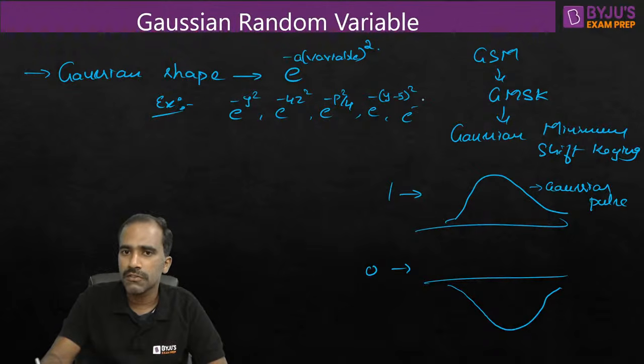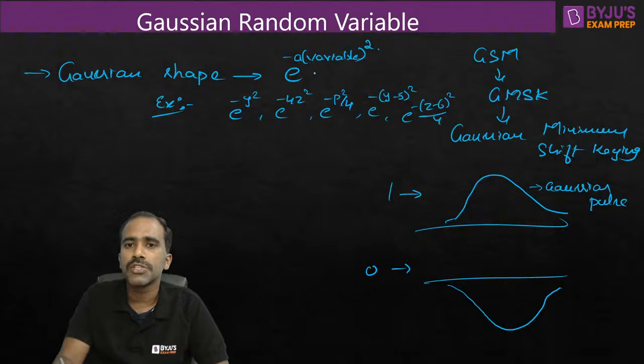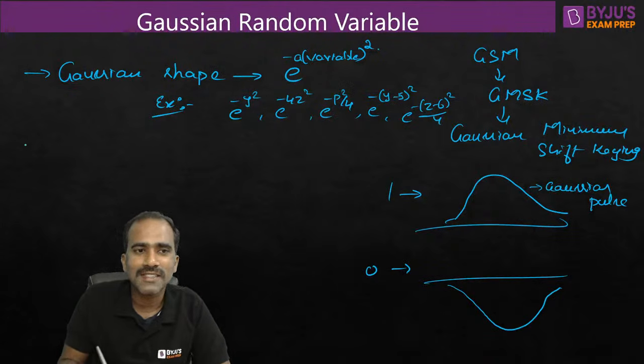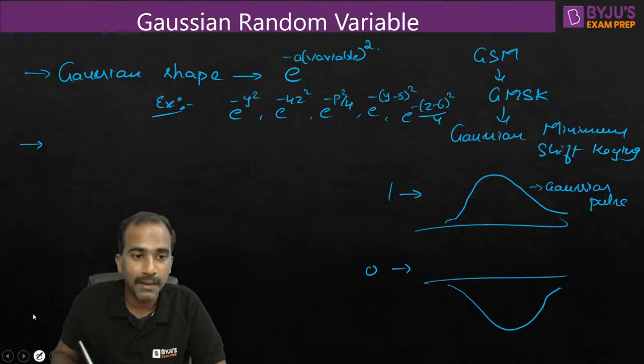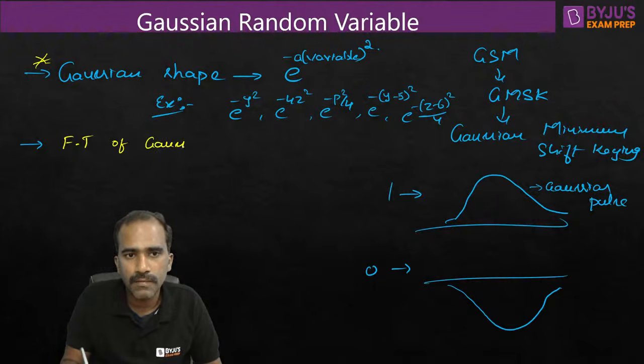Similarly, e power minus of (z minus 6) whole square divided by 4, something like this. The variable can be subtracted with a constant or divided by some constant, that's fine. But the variable finally should be squared. If the variable is squared and with a negative sign in the power, that is what represents a Gaussian shape. Okay, right. So there are some beautiful observations about Gaussian. Apart from the Gaussian PDF, there are other observations that I'm talking about in this slide. If you take the Fourier transform of a Gaussian, the Fourier transform of a Gaussian is also Gaussian.